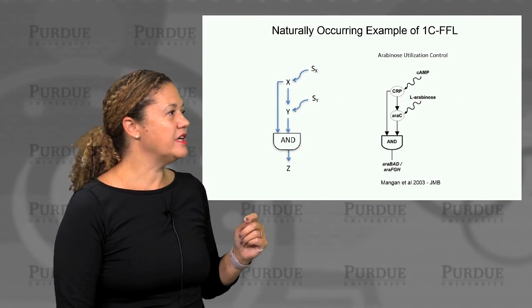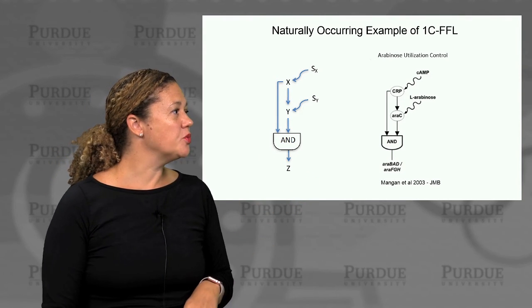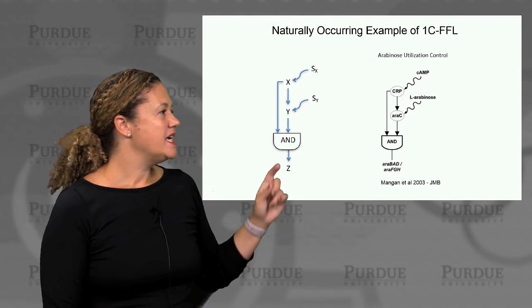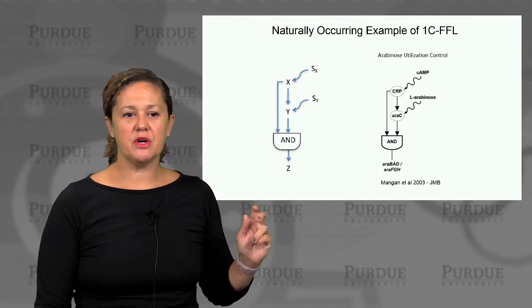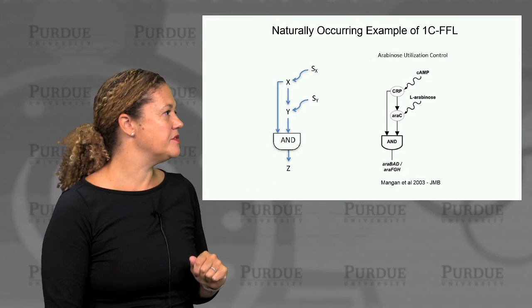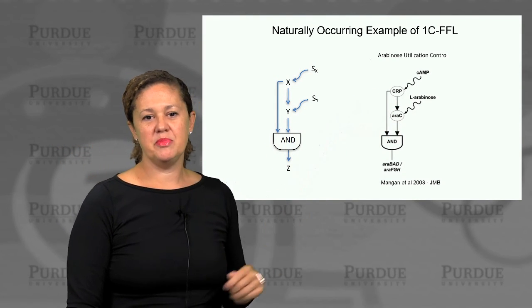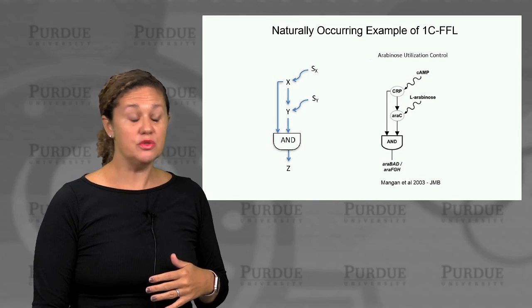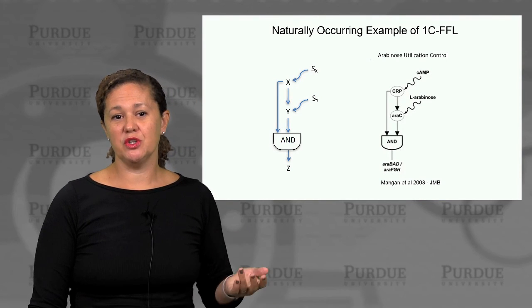So a naturally occurring example of this type of type 1 coherent feed-forward loop is the arabinose control system in E. coli. This system controls the arabinose operon that controls arabinose transporters and other enzymes involved in arabinose utilization. And it responds to 2 different signals, cyclic AMP, which is an indicator of an absence of glucose, and arabinose, an alternative carbon source for glucose.